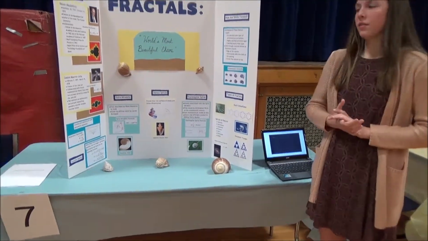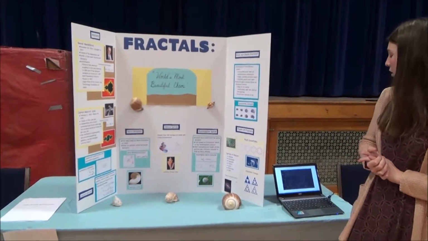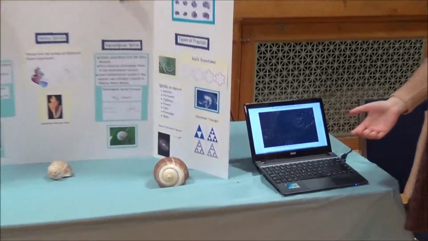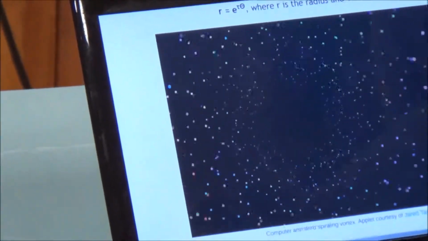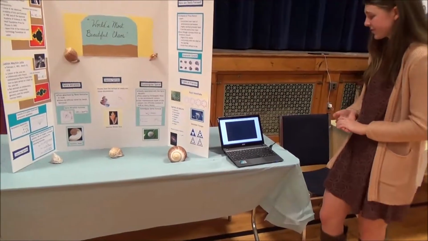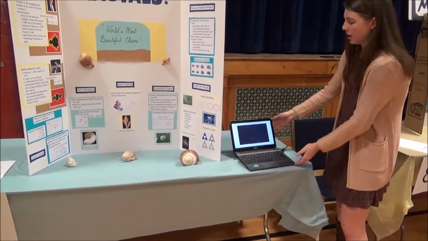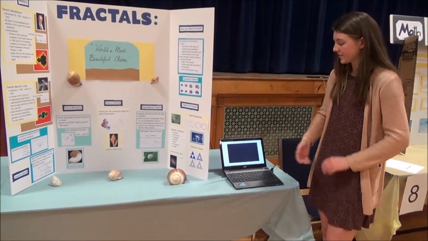Another type of fractal that is found in the world is spirals. Spirals follow a formula r equals e to the power of t times theta, where r equals the radius and theta equals the angle at which the spiral is set. Spirals can be represented by this animation shown here.